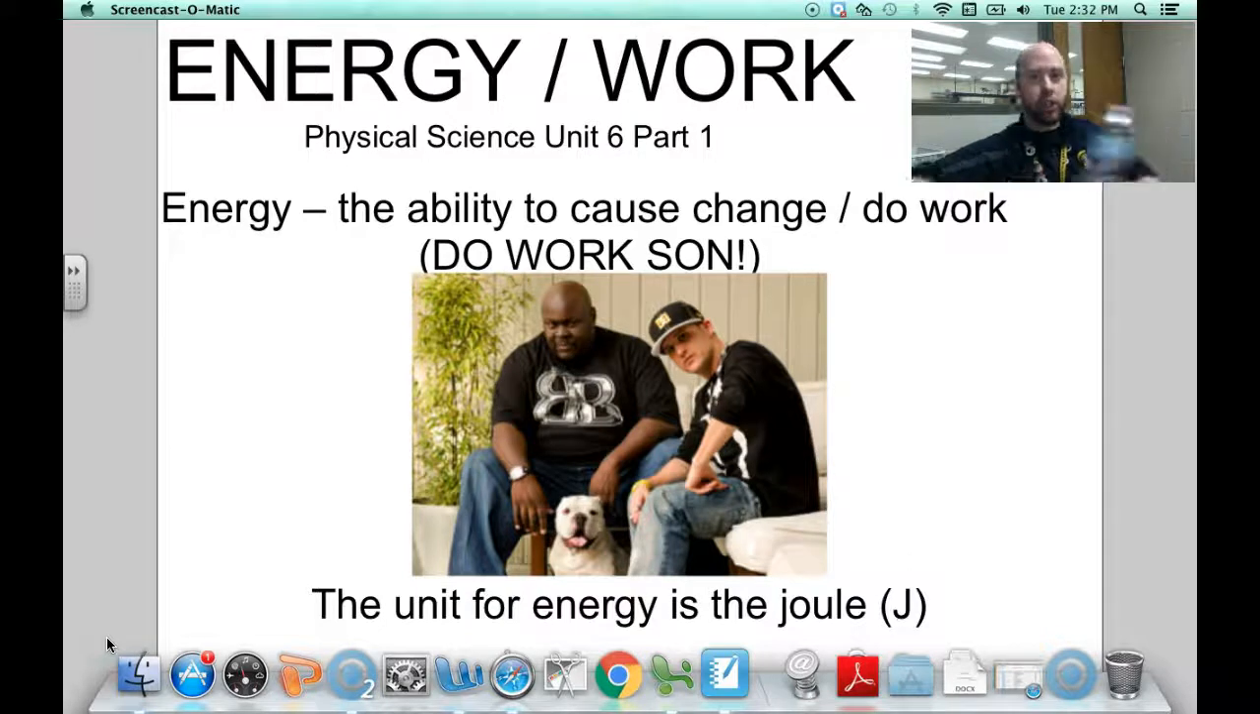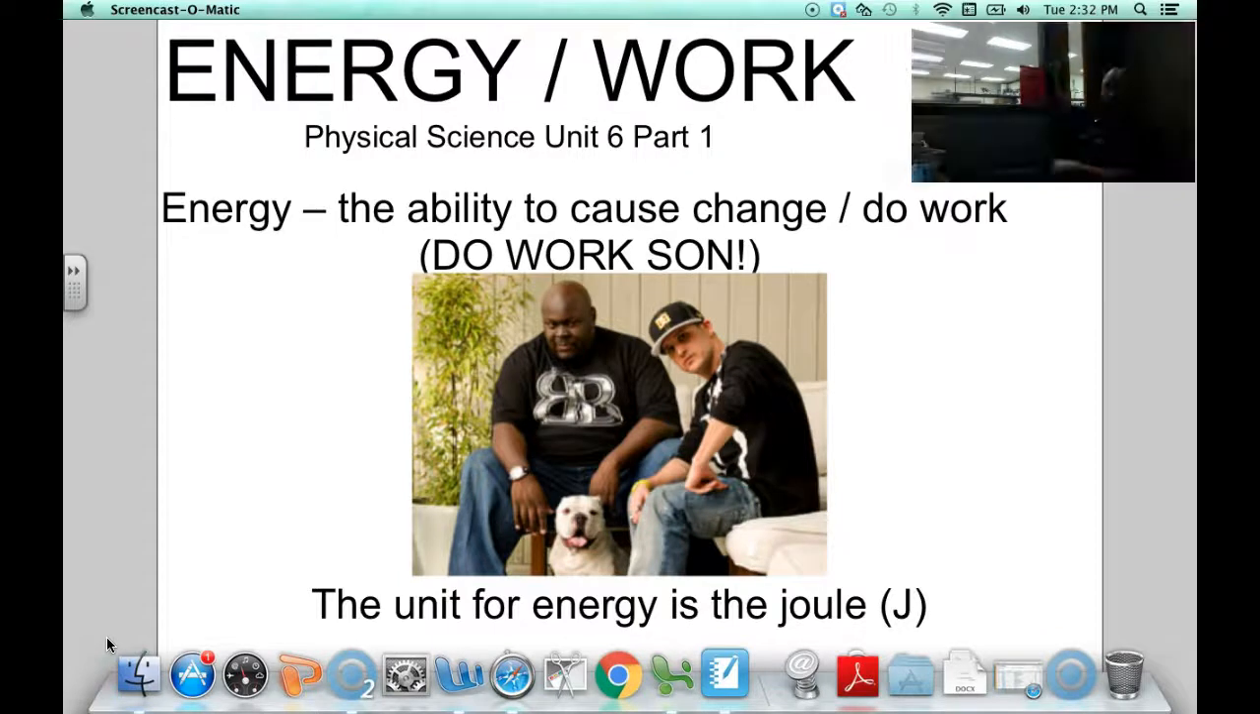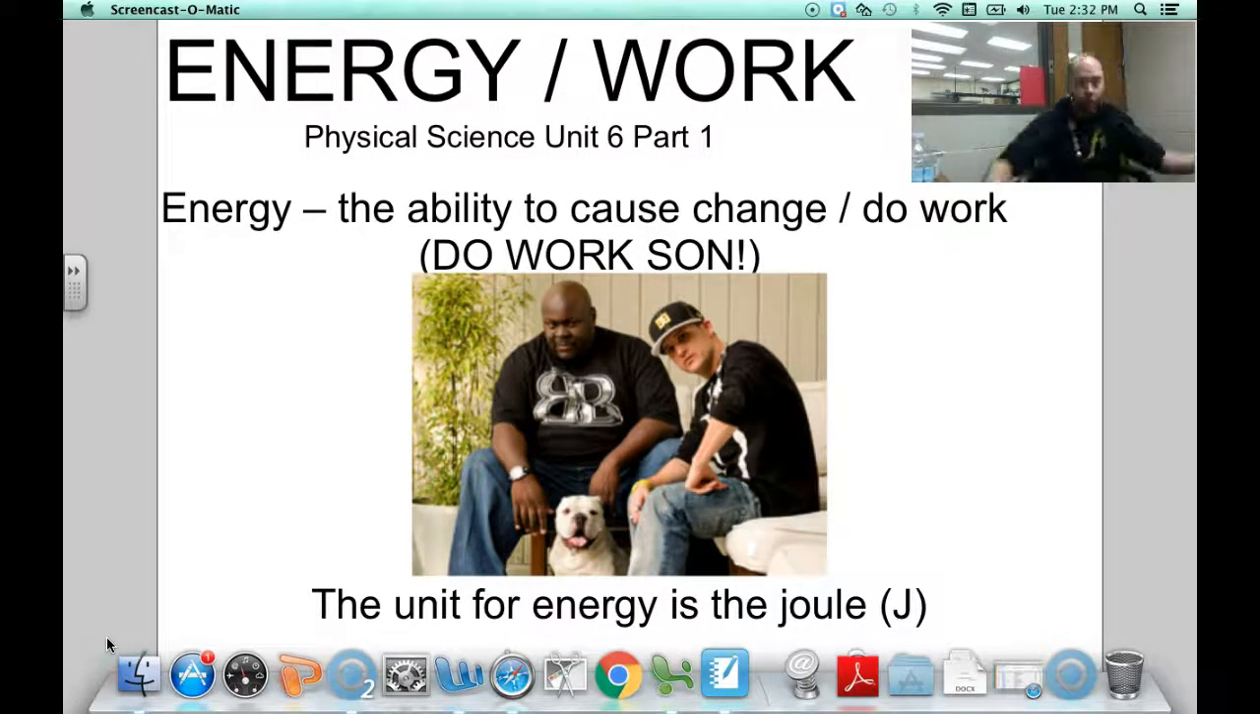Any kind of change. For example, the lights are on in the room. Now they're off. Now they're back on. That was a change. It was light, then it was dark, then it was light. That requires energy. Any kind of change requires energy. It's doing work.